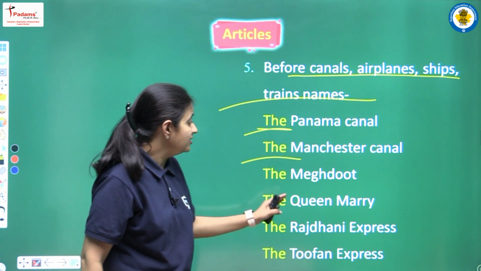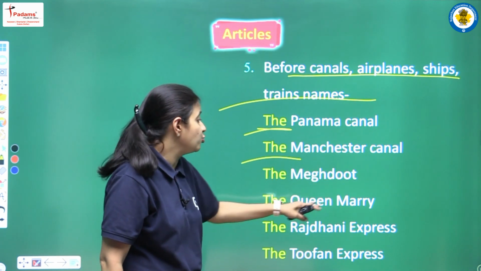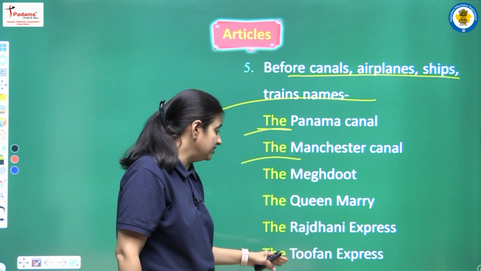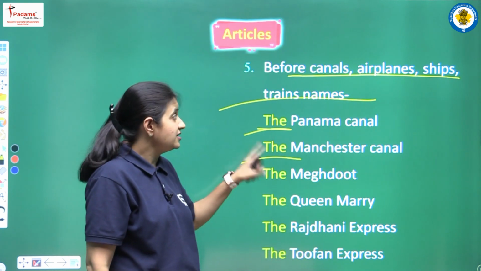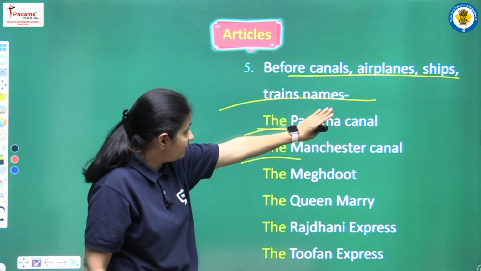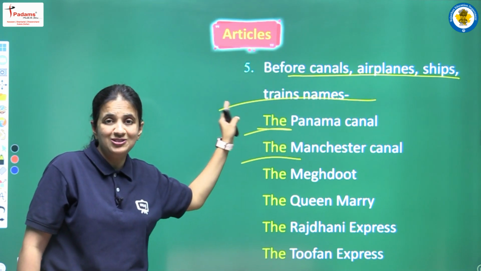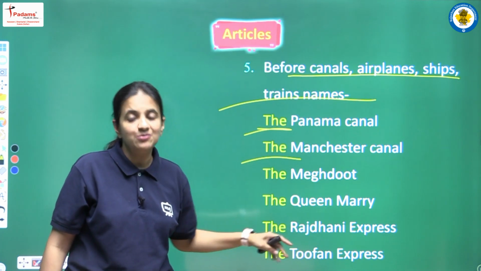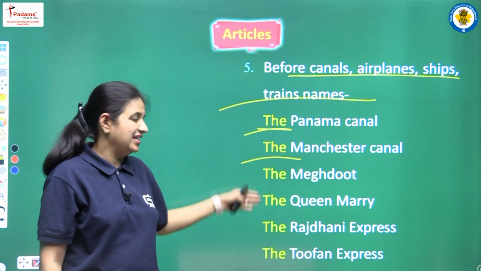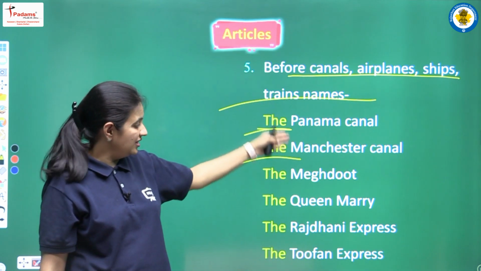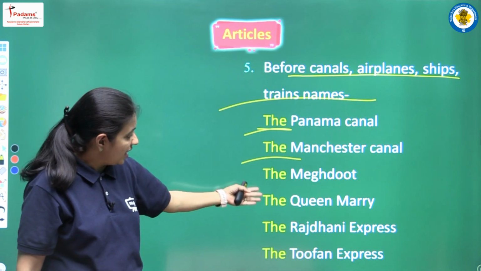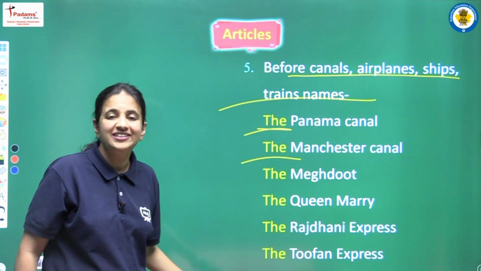Next, we are having the Meghdut, the Queen Mary, the Rajdhani Express, the Tufan Express. So yes, if we are having a very famous canal name, airplane name, ship name, or we can have a train name also, before all these names we have to use the as an article. Yes, and we are having the examples here in front of us, and all these are the names of famous canals, ships, and we are having airplane and train names here, right?